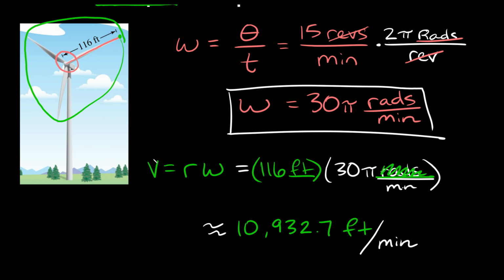And that makes sense, because the units for linear speed are normally going to be something like miles per hour, feet per second, or in our case, feet per minute.